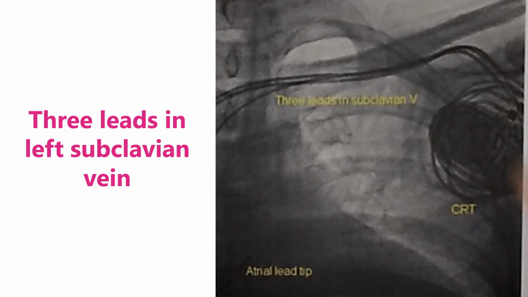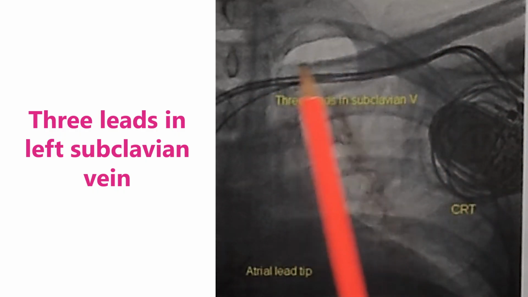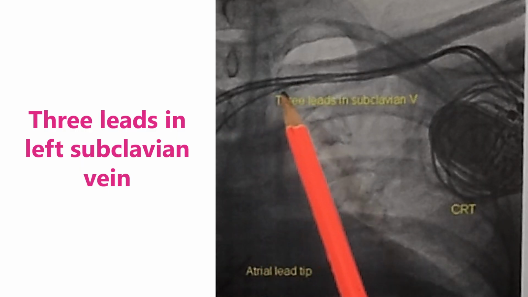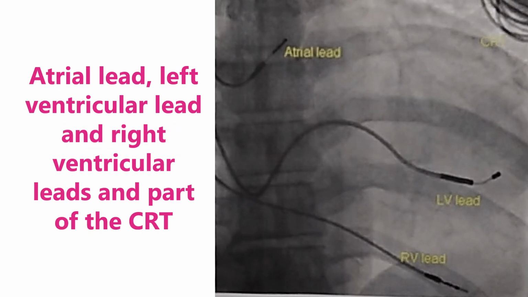Here you can see the CRT device and the 3 leads going through the subclavian vein into the brachiocephalic vein and then into the superior vena cava, later on into the cardiac chambers. Here you can see the position of the leads in toto, that is the atrial J lead, left ventricular lead, right ventricular lead, and also a portion of the CRT device. All these are screen captures from fluoroscopy and not direct X-ray images.